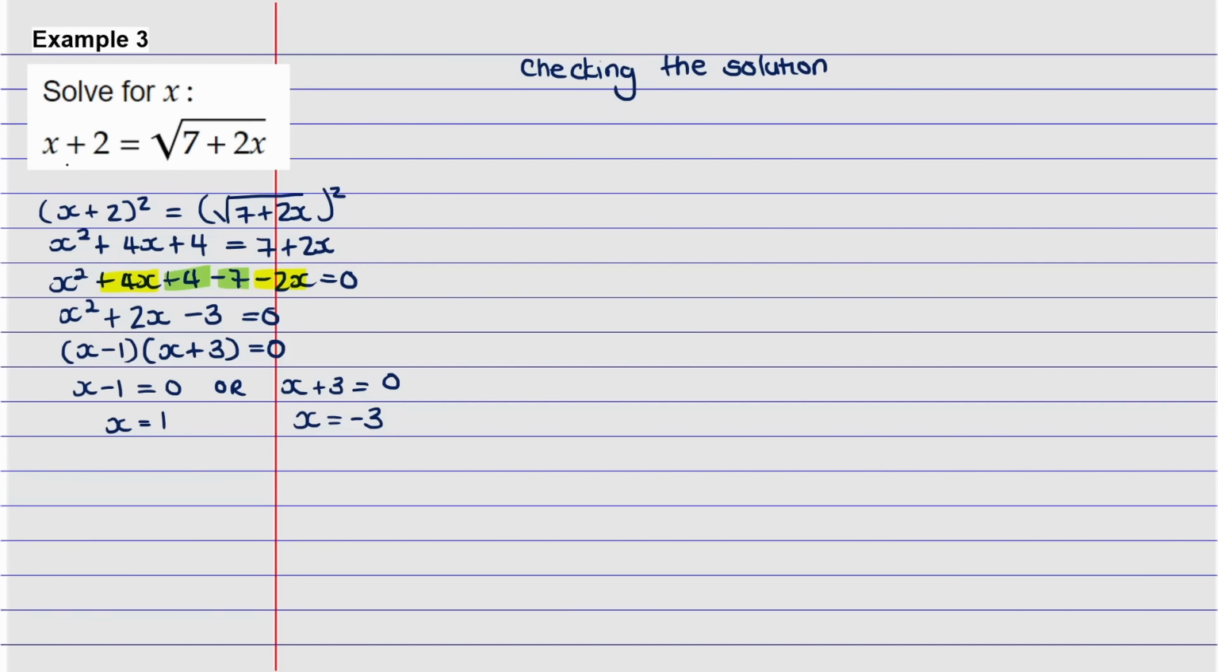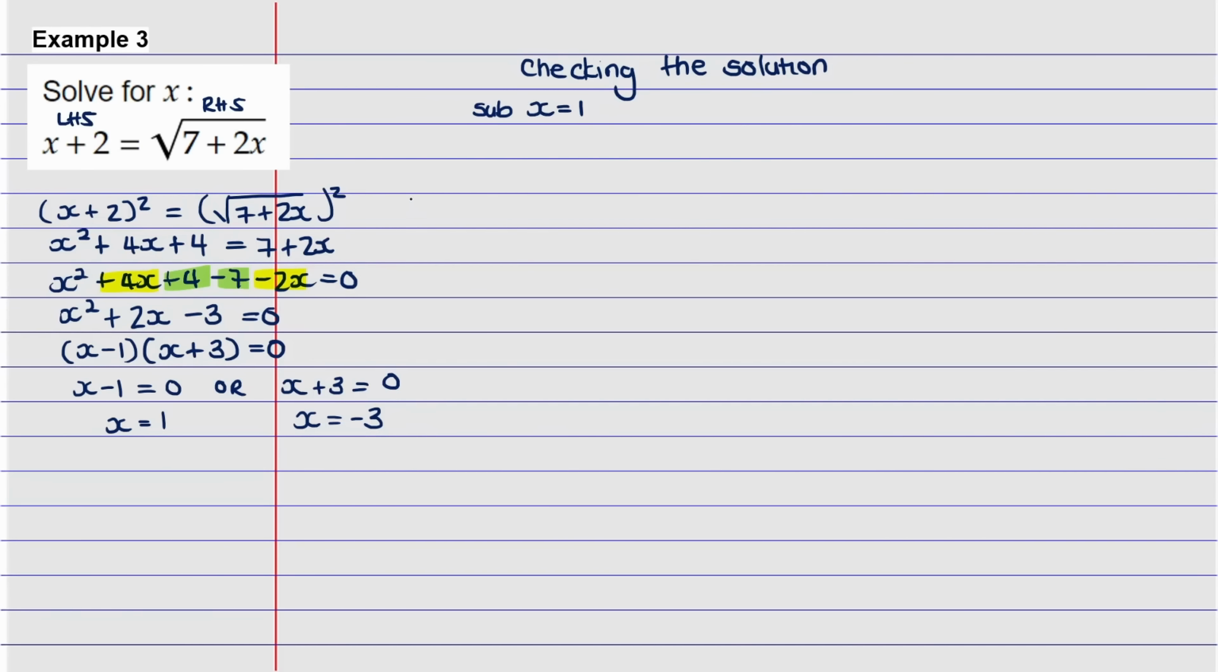Remember the fact that we want the left-hand side to be equal to the right-hand side. This is the left-hand side, right? We need it to be equal to the right-hand side. If when we substitute our solution, our left-hand side and right-hand side are equal to each other, then that is the solution. If not, then that's not, right? So now we're going to first substitute our first solution, which is x is equal to 1.